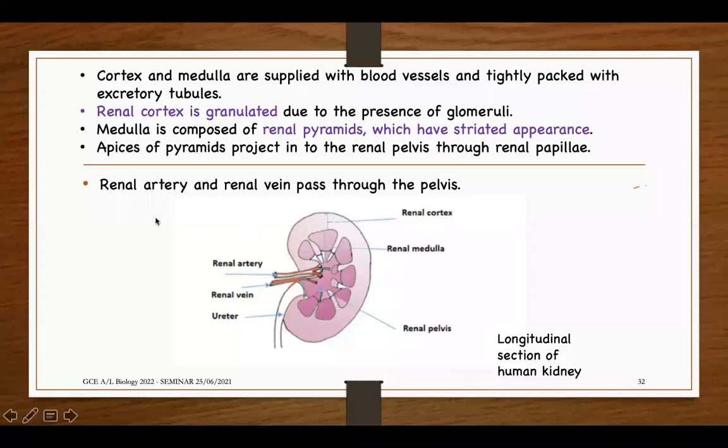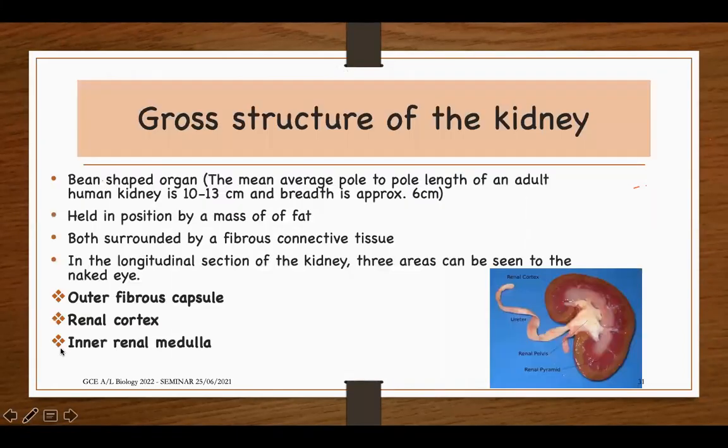I said the kidney is held in position by a mass of fat. For it to stay in position, there is a little bulge of fat that is keeping it in position. On top of the kidneys, you will find the adrenal glands. So for the kidneys to be in position, there's a bit of fat that is holding it in place.